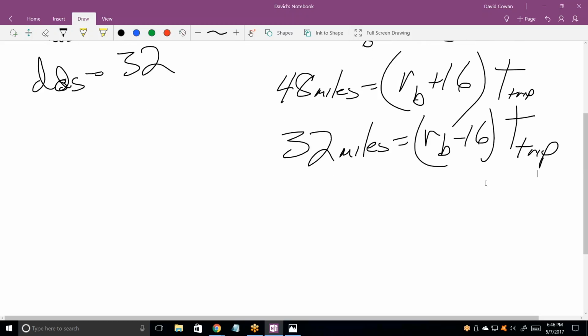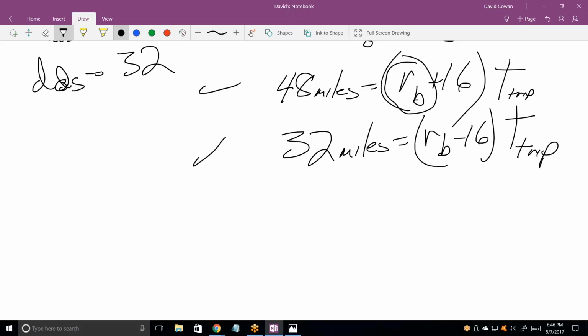Notice if you look at this, you've got two equations and two unknowns. The two unknowns are the speed of the boat without current and the time of the trip. Those are the only two unknowns. The second equation is also the speed of the boat and the time of the trip, and they're the same.